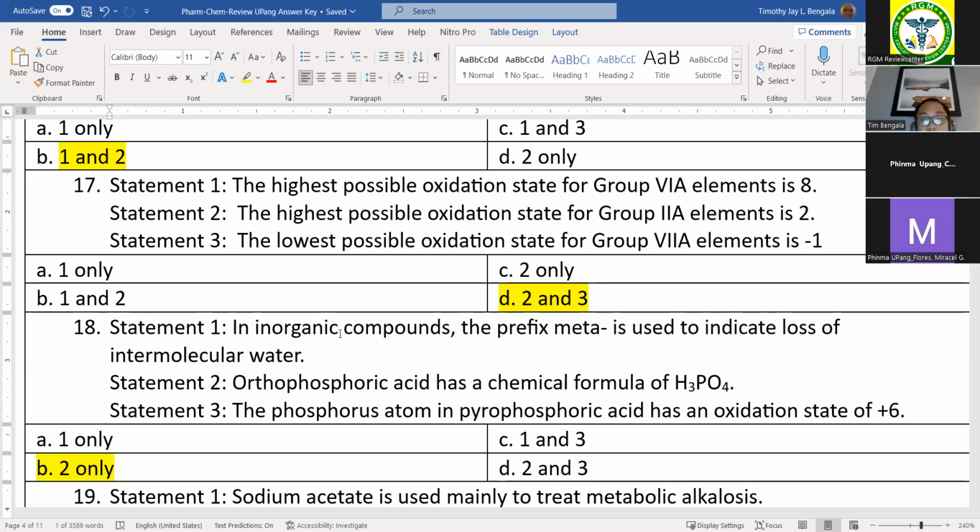Number 3, the lowest possible oxidation state. So yung lowest possible oxidation state for group 7 elements is -1. And that is also true. Kasi dahil 7 na sila, they only need to accept 1 more electron. So if you accept 1 more electron, -1 ka na. So number 17 would be 2 and 3. Okay?